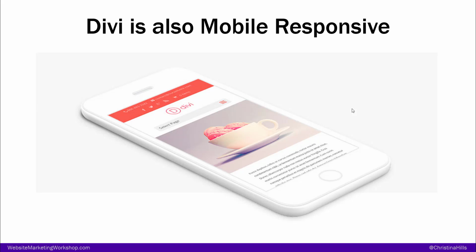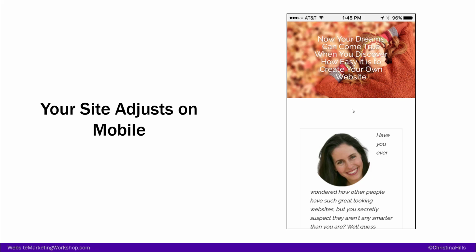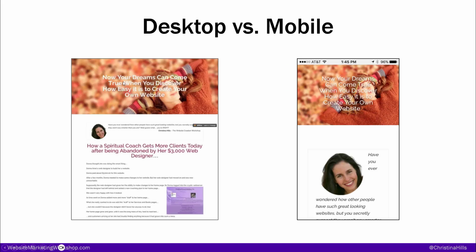Divi is also mobile responsive, so your site will adjust on mobile. On the left is the desktop version, and on the right is the mobile version. You can see how the picture adjusts, the text adjusts, and if you scroll down, this would all wrap and adjust.